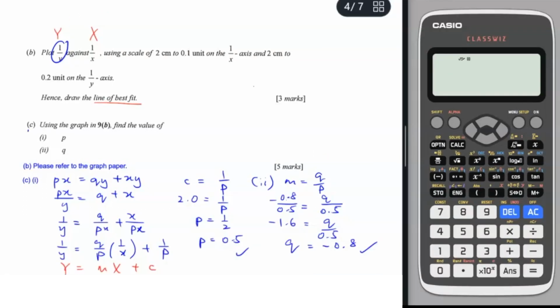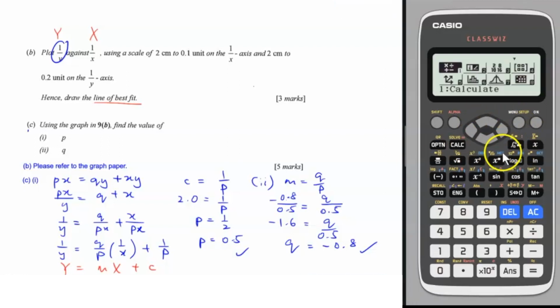You can actually double check whether your gradient and y-intercept are correct by using the Casio ClassWiz calculator. Let me show you. You go to Menu and then you find Statistics, which is number 6. Press 6, statistics. Because this is linear, you press number 2. So you got your x and y, and you're going to fill up all your x and y values, which are the 1 over x and 1 over y values.